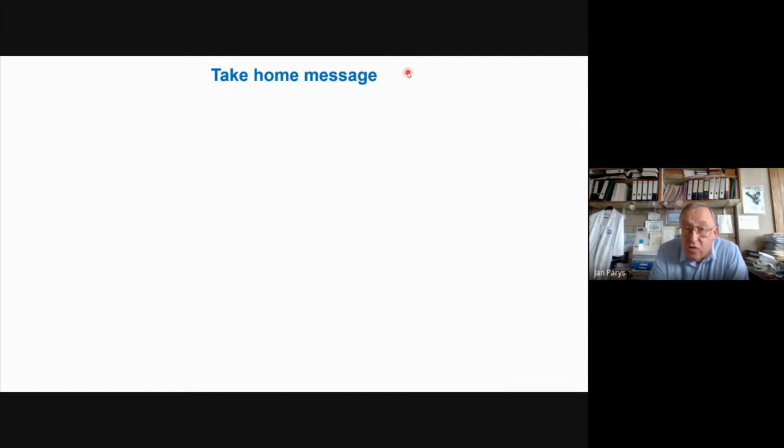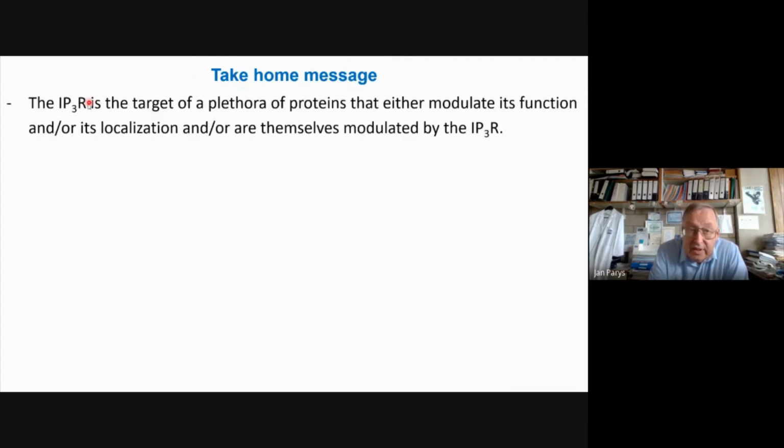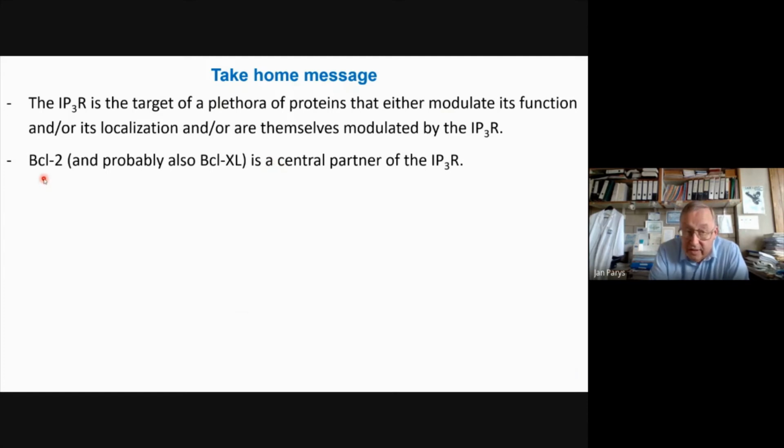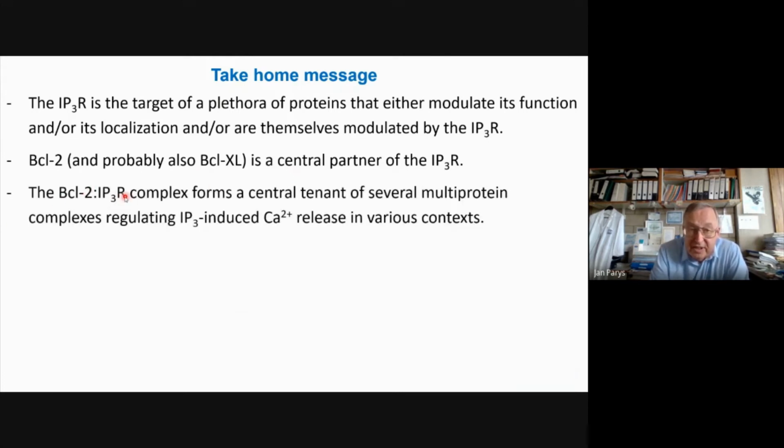So what is the take-home message? First, that the IP3 receptor is a target of many proteins that either modulate its function or localization and/or are themselves modulated by the IP3 receptor. Now, BCL2, but probably also other proteins, including BCL-XL, are central partners of the IP3 receptor. Now, the BCL2 IP3 receptor complex forms a central tenet of several multi-protein complexes, which will regulate IP3-induced calcium release in various contexts.